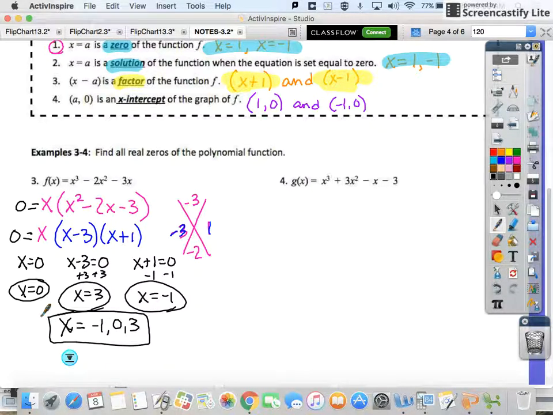All right, next one, same way. This one has 4 terms, 1, 2, 3, 4, and a power of 3. This is what I told you guys I'd use factor by grouping. So in the red parentheses, what I can pull out is an x squared.